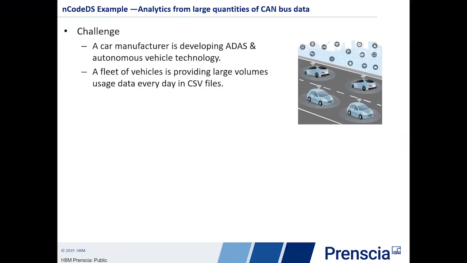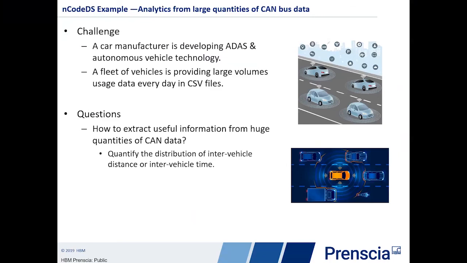These might be manually driven vehicles that you're looking to understand how vehicles are being driven manually, comparing it with autonomous vehicles and seeing whether the driving characteristics are something that is going to be acceptable for the general public, let's say. So the question is, how do you extract useful information from huge quantities of CAN data?